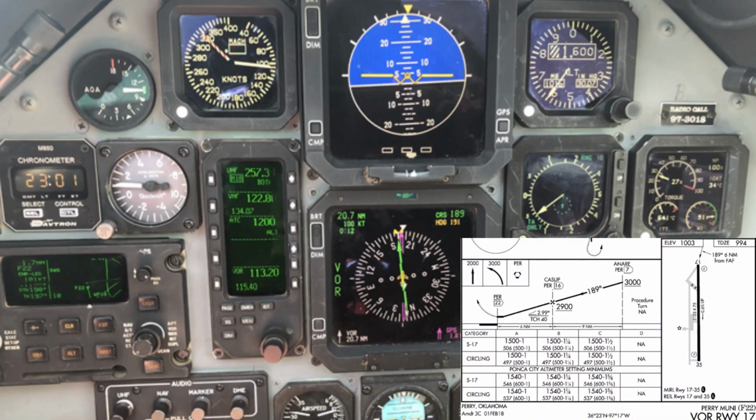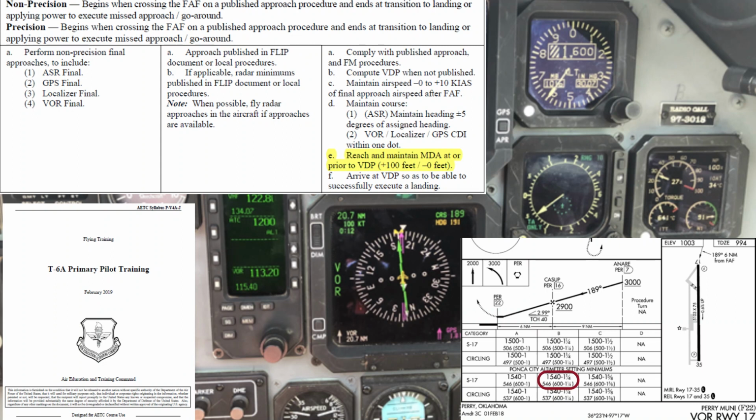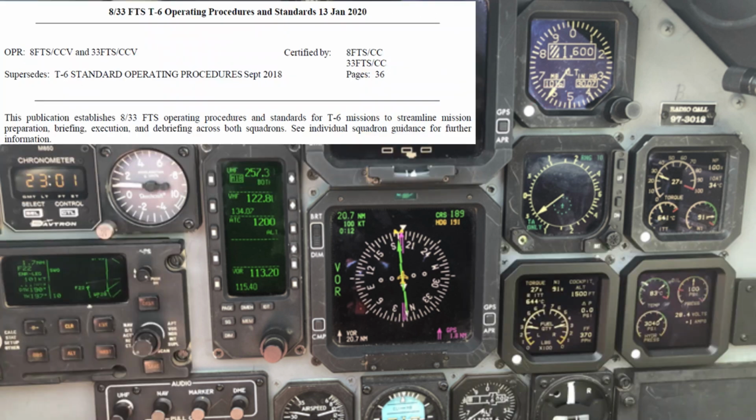Here, the aircraft has reached the minimum decision altitude of 1540. The grading standard is plus 100 feet and minus 0, so as a technique, it is best to aim for 50 feet above MDA. The T6 operating standards direct the student and instructor to say certain things once past the final approach fix. The callouts vary slightly depending on the approach type and desired training objectives.